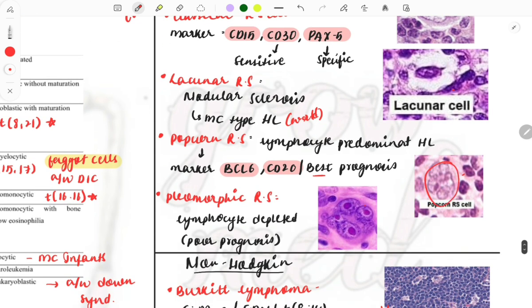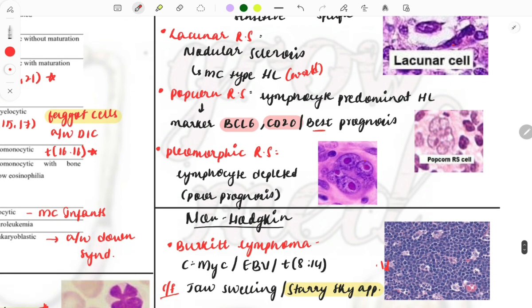In the popcorn cell, the appearance looks like a popcorn, and in the pleomorphic type you can see multiple cells within a single cell. These are the diseases where they are seen predominantly: popcorn is seen in lymphocyte predominant, and pleomorphic is seen in lymphocyte depleted.